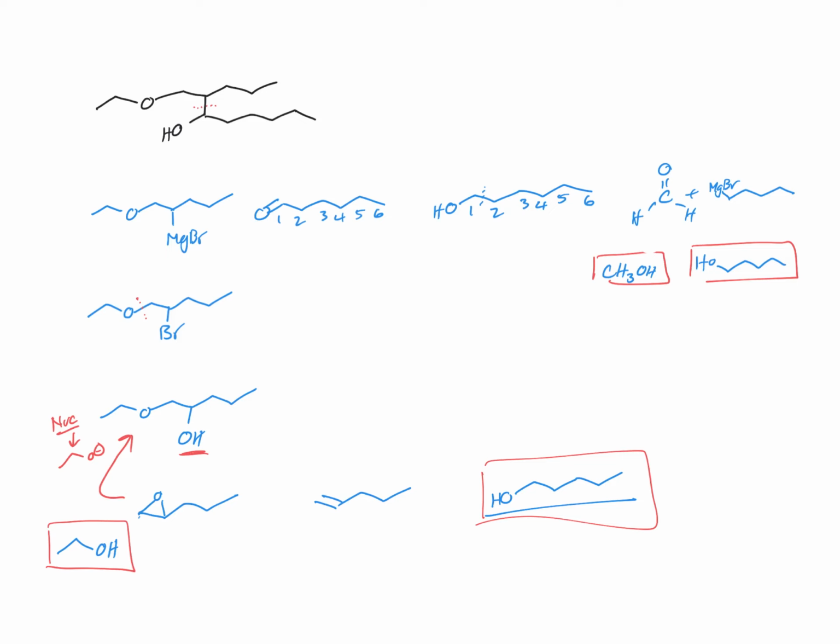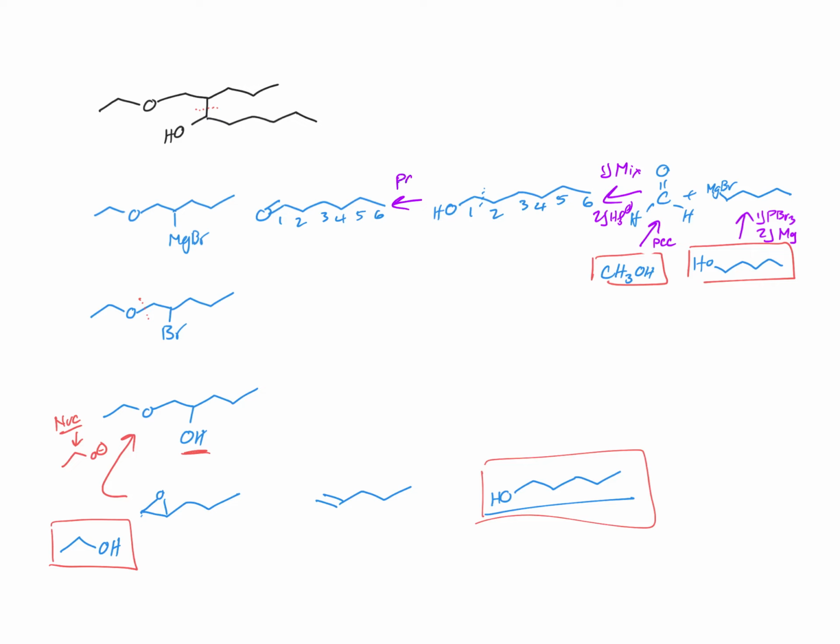Okay, now from the forward direction, let's start with the 6-carbon aldehyde synthesis. We know how to turn this 5-carbon alcohol into a Grignard. So the first step, PBr3. Second step, adding magnesium. We know how to make methanol into the formaldehyde. We can just use PCC. I can mix those two together. So first step would be to mix. Second step would be H3O+ workup. That gives us this 6-carbon alcohol, which I can oxidize to form the aldehyde with PCC.